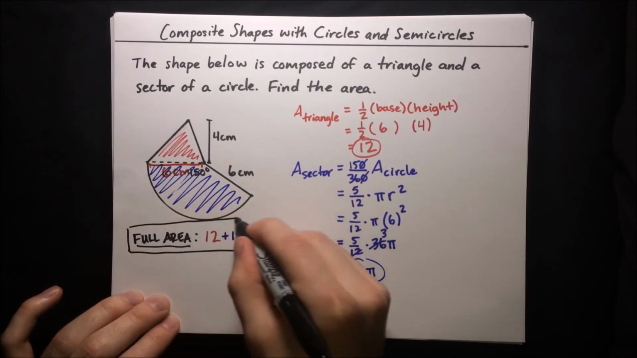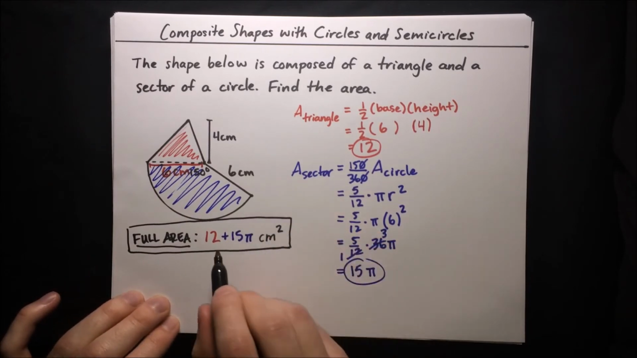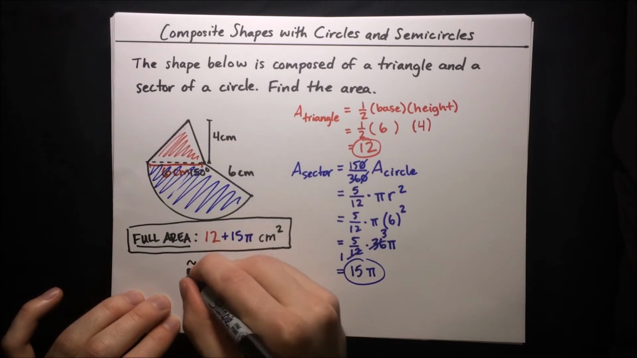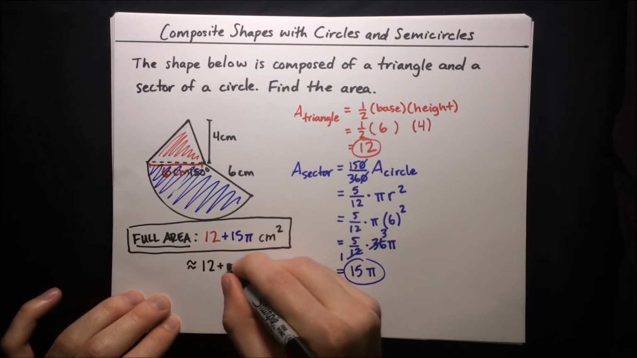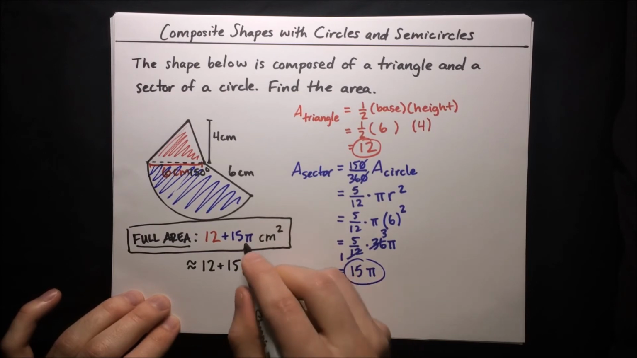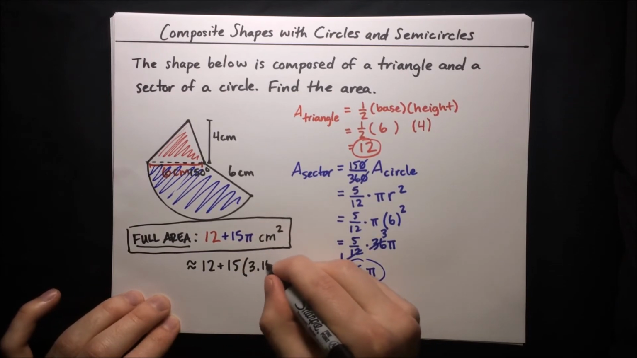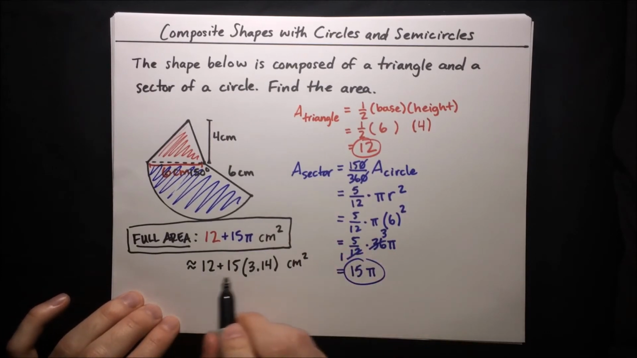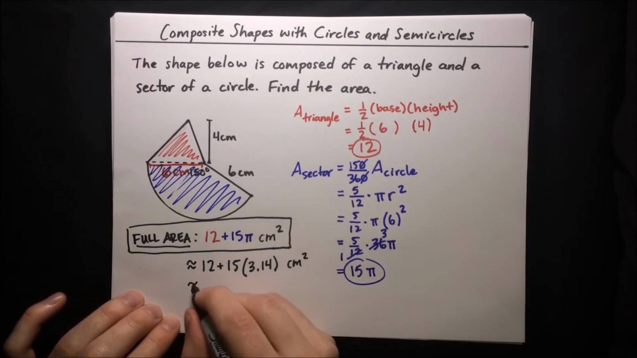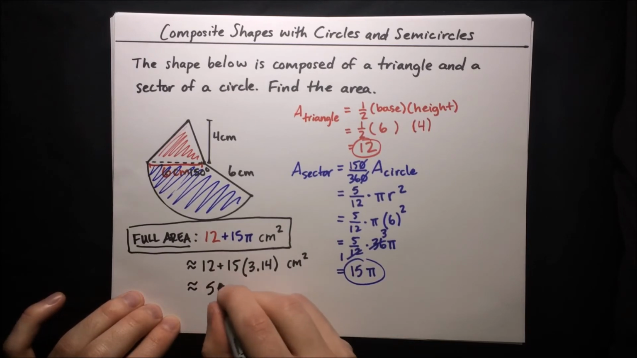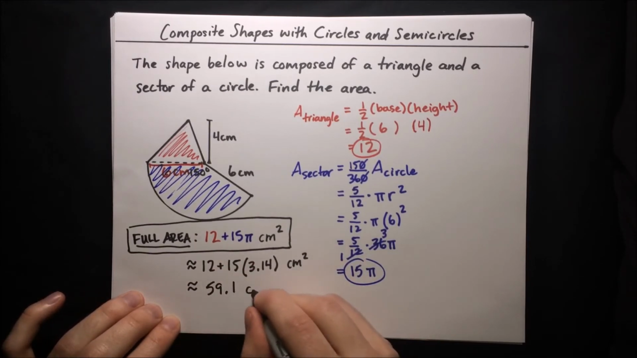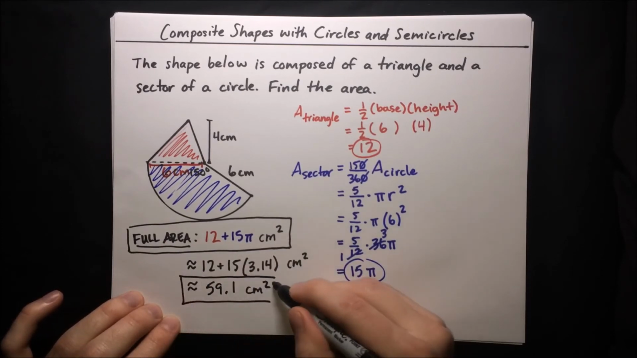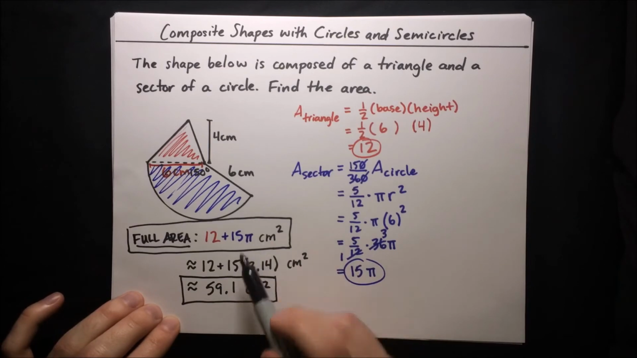And to get a nice decimal number, we can approximate this area using an approximation for pi. So that's approximately equal to 12 plus 15 times the approximation for pi, which is just 3.14, and then centimeters squared. Keep our units at the end. If you punch this in your calculator, then you'll find that's equal to 59.1 centimeters squared. So this is also an approximation that we can use for the area. That's the true area, that's the approximation.